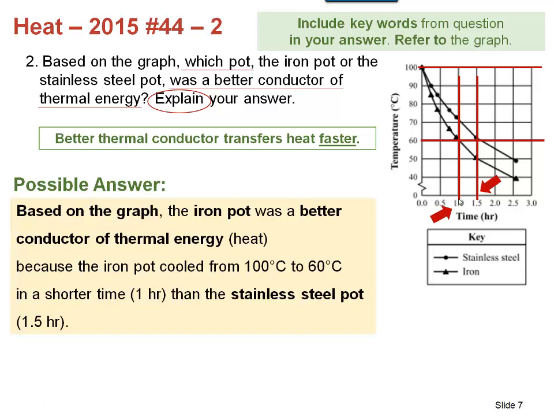So based on the graph, the iron pot was a better conductor of thermal energy, or heat, because the iron pot cooled from 100 degrees Celsius to 60 degrees Celsius in a shorter time. You could have left it at that, or you could be more specific and state that it took the iron 1 hour in parentheses here, then the stainless steel pot, which took an hour and a half.